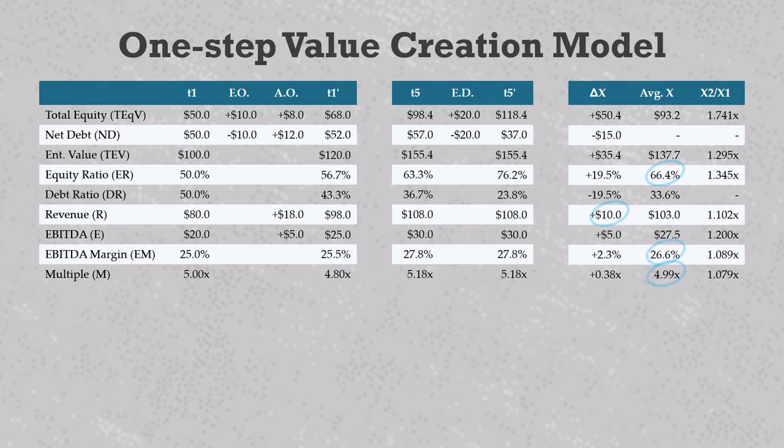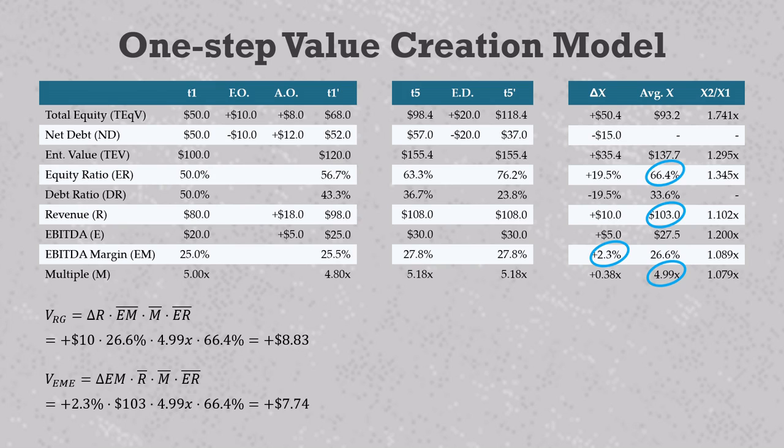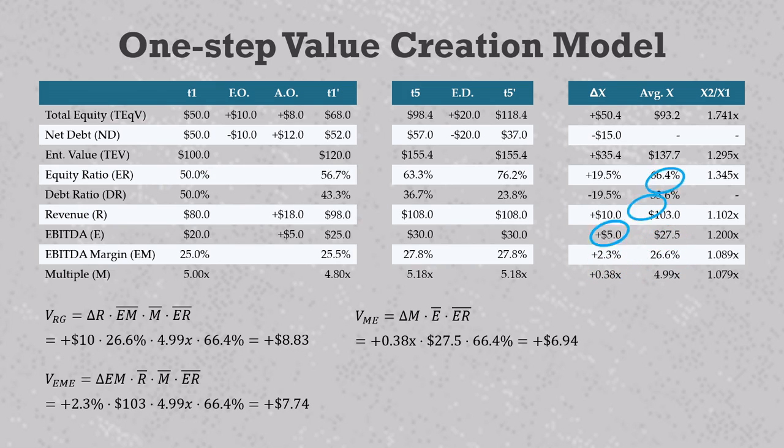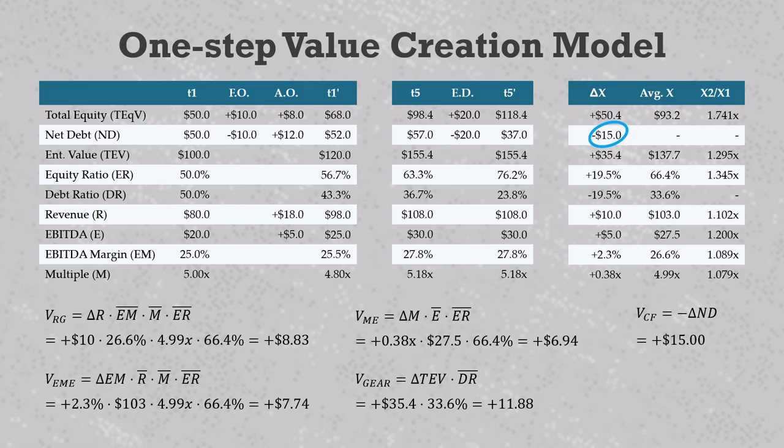Using the same math that we showed before, revenue growth comes out to 8.8, EBITDA margin expansion comes out to 7.7, EBITDA multiple expansion comes out to 6.9, gearing comes out to 11.9, and cash flow generation is 15.0. These do, in fact, add up to the total equity value creation of 50.4 from the difference between 68 of total invested equity and the total equity return of 118.4 million.